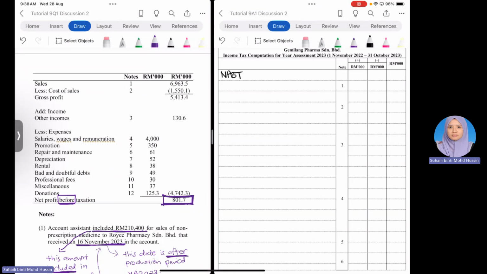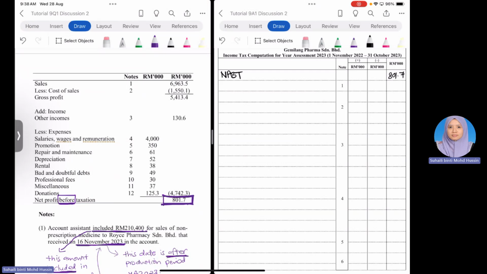I put a shortcut. You write it in full. Right, so we will start with the net profit before taxation. So we will start with 801,700. Net profit before taxation. So we record it in the third column.